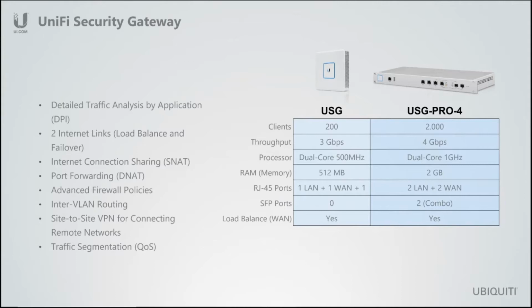Traffic segmentation, that is QoS, is basically smart queues. So if you have a WAN link which has congestion, you can enable smart queues, and that should help you deal with the congestion and improve the latency.